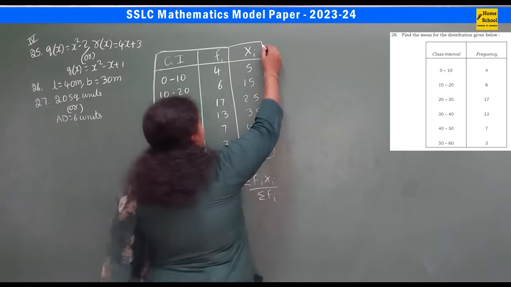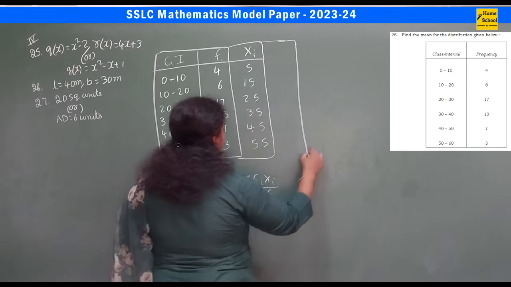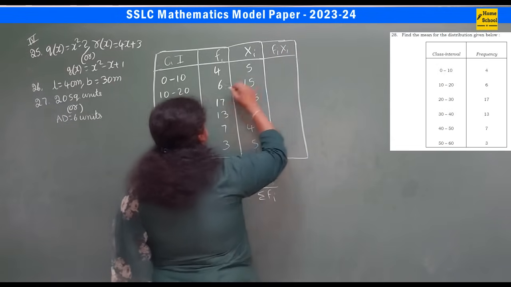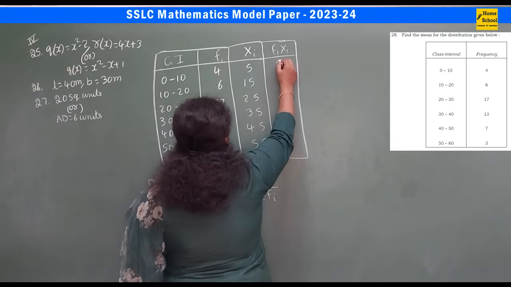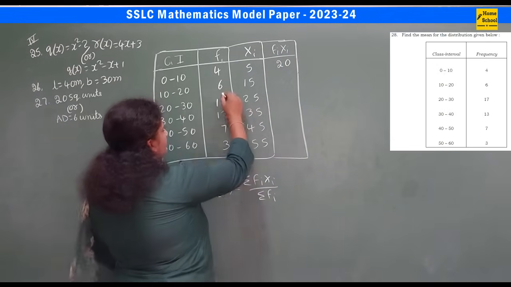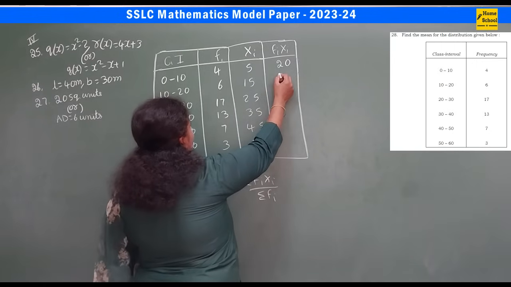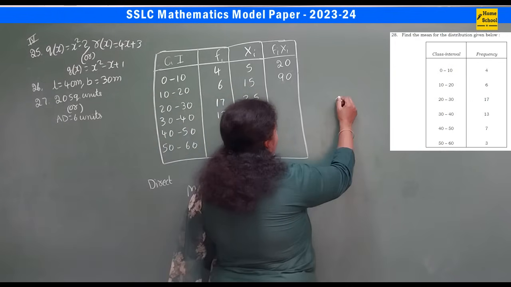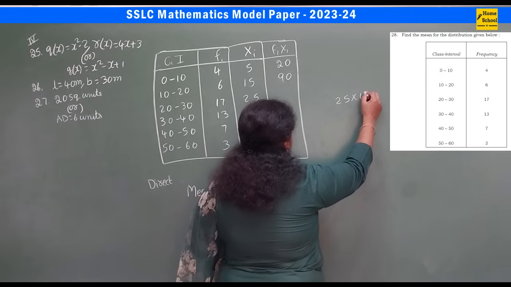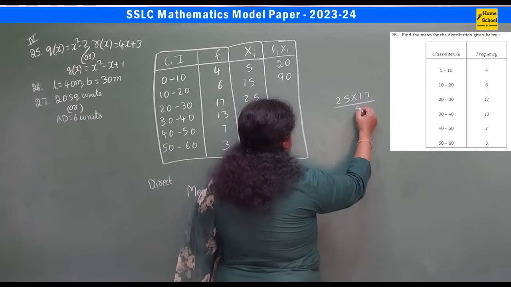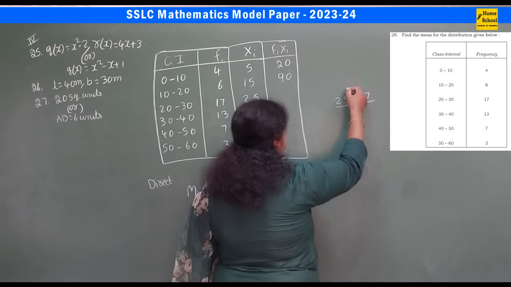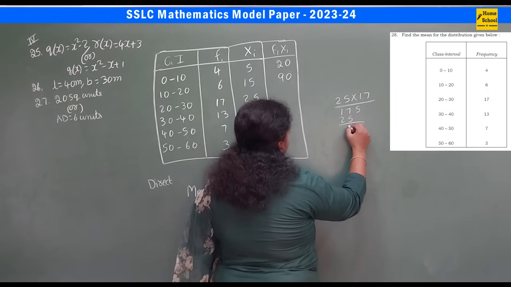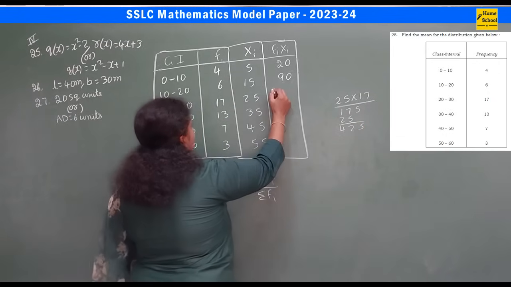Fi xi: take another column and multiply fi and xi. Multiply these two. 4 fives are 20. 6 into 15, 15 sixes are 90. 17 into 25, let us multiply here: 7 fives are 35, 7 twos are 14, 17, 25 ones are 25, that is 425.